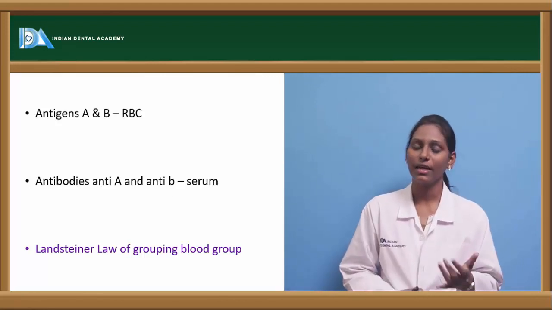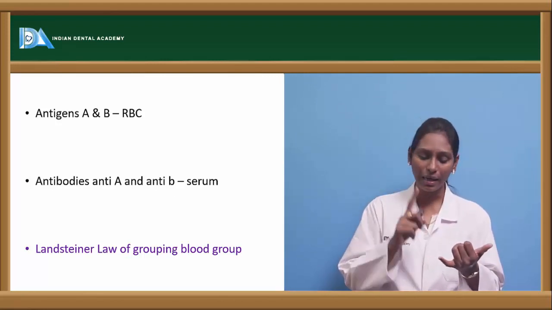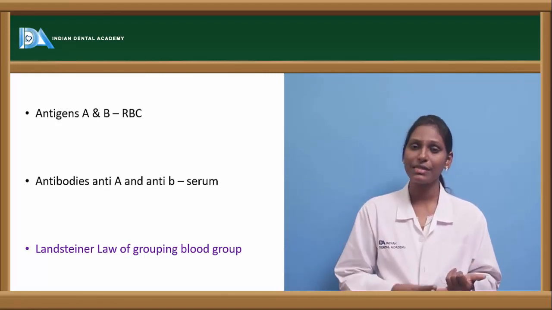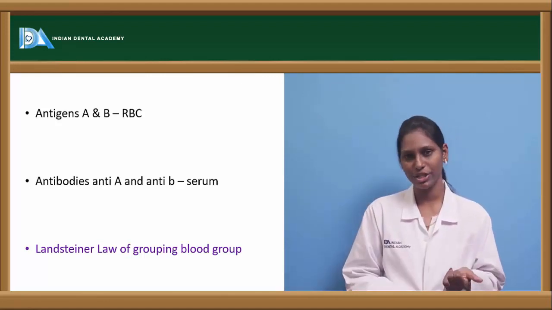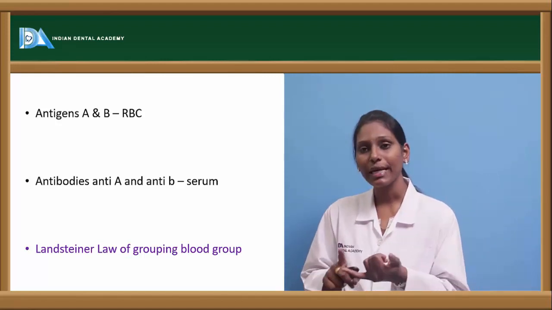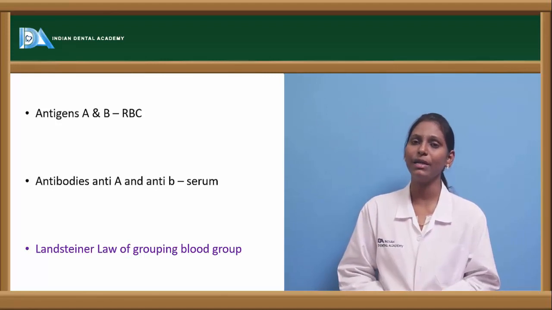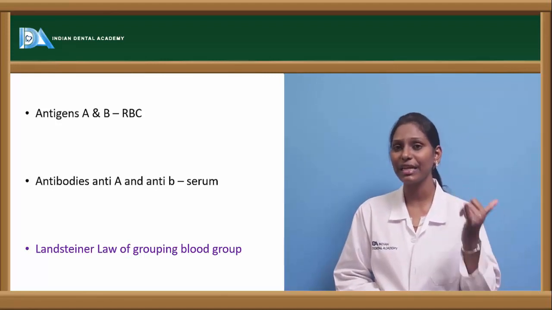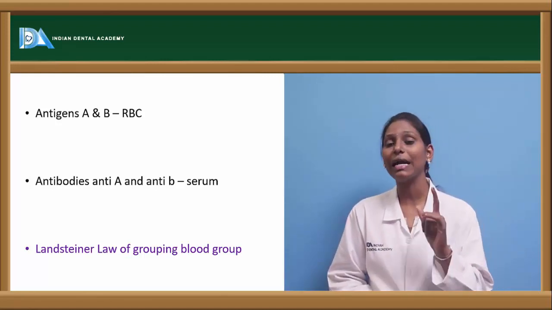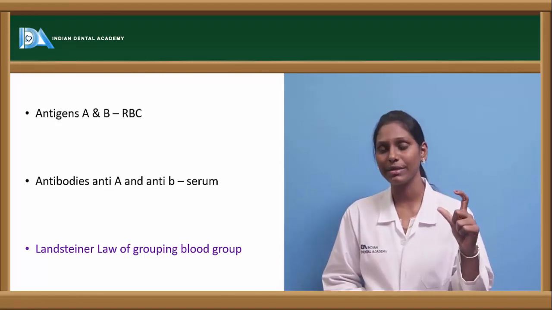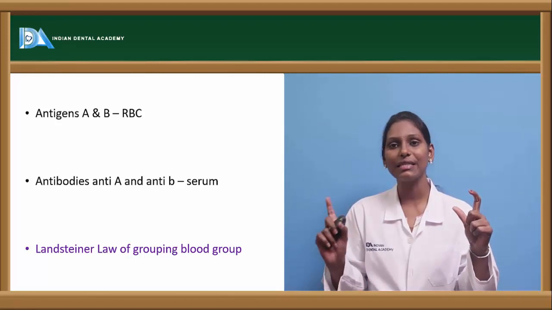What is that Landsteiner law? Rule 1: if a particular antigen is present on an RBC, then the corresponding antibody does not exist within the serum. For example, if antigen A is present on an RBC, then there is no antibody A in the serum.